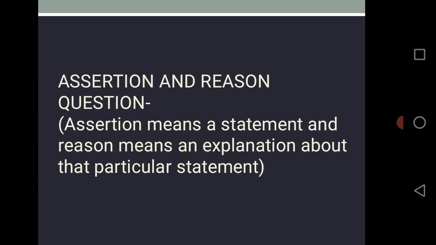For those students who are unaware of it, I want to explain that assertion means a statement and reason means an explanation about that particular statement. In this type of question, we generally have four options here and you have to choose one of them.